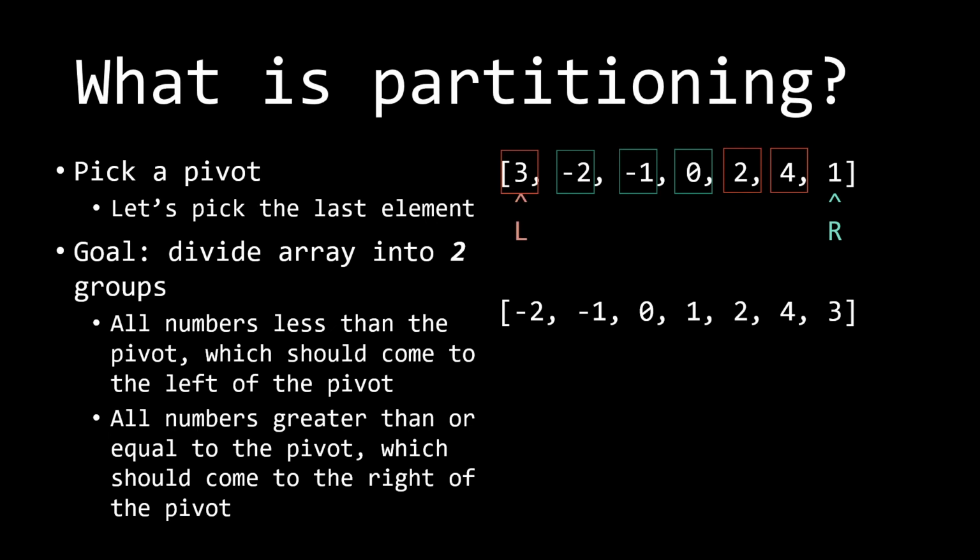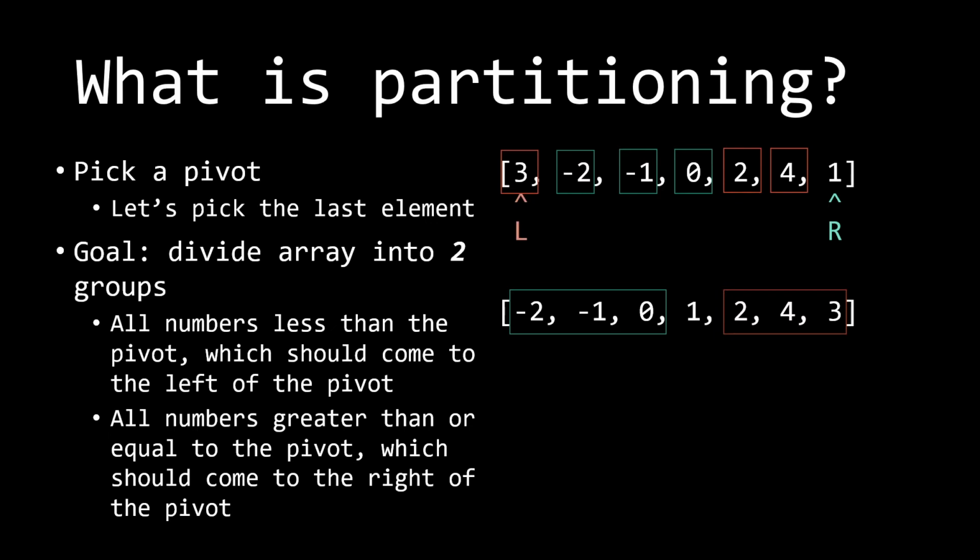And one thing that you might notice is that we don't really care about the ordering of each group. As you can see on the left side, they happen to be sorted, right? Where it's -2, -1, then 0. But you should notice that on the right side, they aren't sorted. So it goes 2, 4, and then 3. All we care about is that the elements on the left of this pivot are less than the pivot itself, and then all the elements on the right are greater than or equal to the pivot itself.